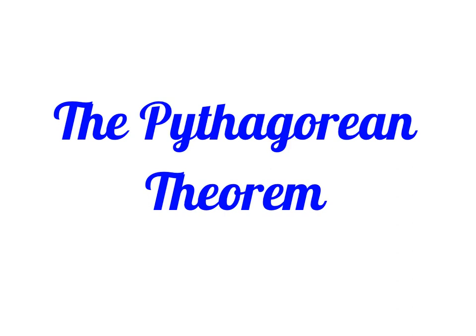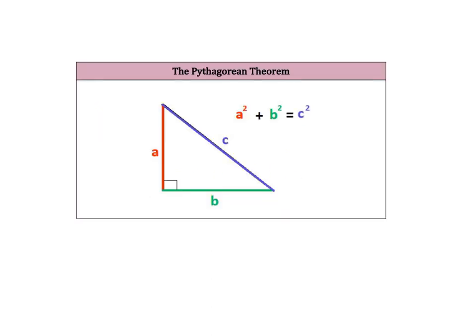Hi everyone, today we are going to learn the Pythagorean Theorem. So the Pythagorean Theorem, as you can see, has to do with a triangle and a specific type of triangle, which would be a right triangle. So this is called a right triangle.